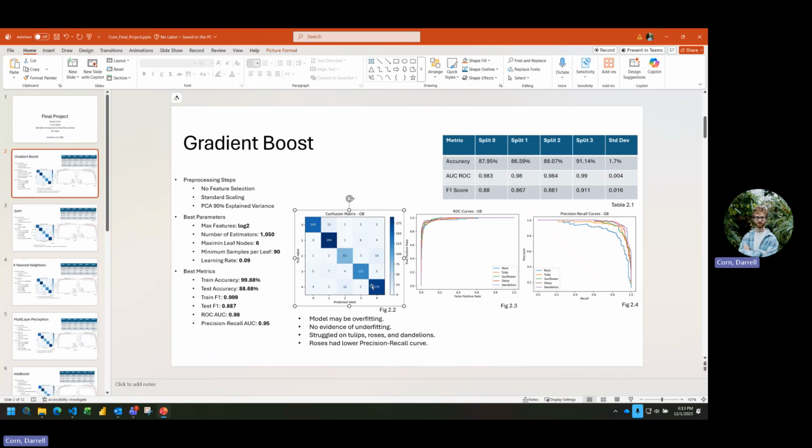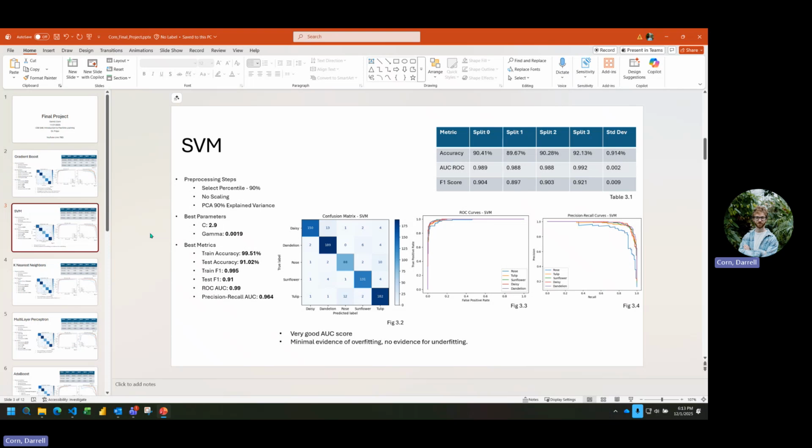We can see that it struggled a bit on the tulips, roses, and dandelions classes from figure 2.2 here, the confusion matrix. You can see there, here, and here, it's misclassifying those samples. And we can see from the precision recall curve here in figure 2.4 that it's the rose class that is kind of underperforming compared to the other classes.